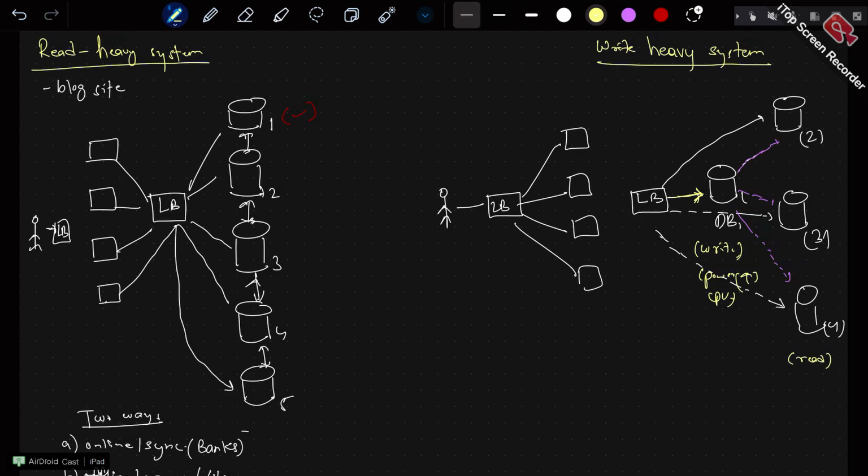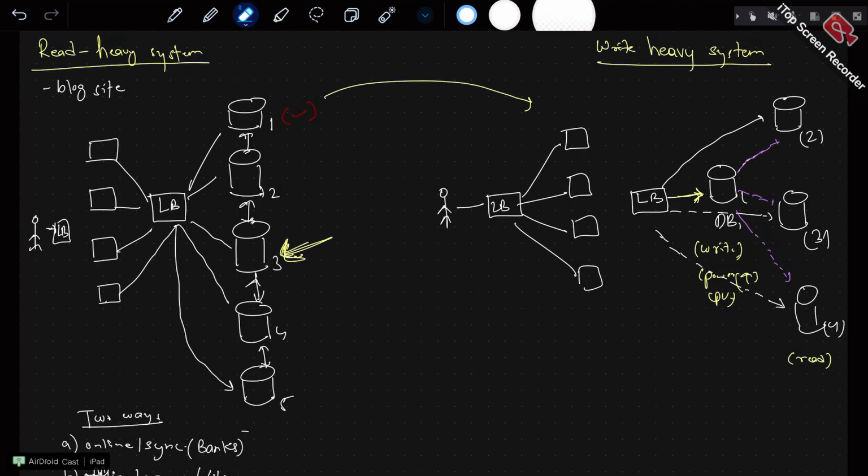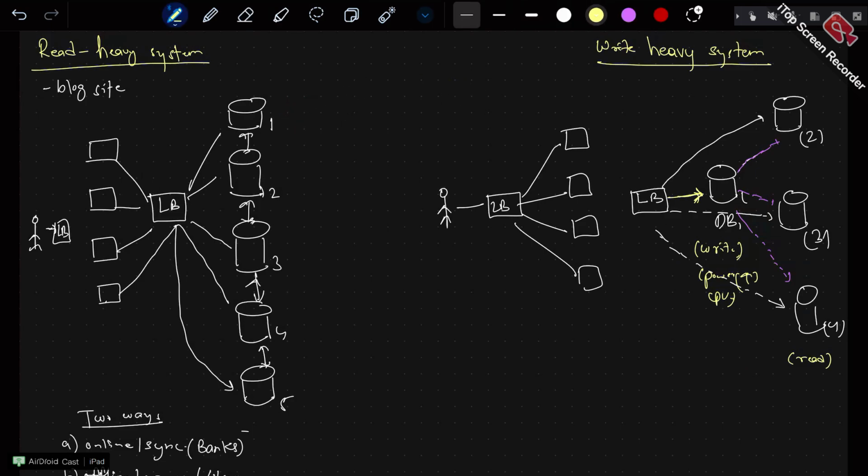See, read heavy, write heavy, it's just terminology. Whatever you are saying, we have done the exact same thing over here, right? Out of these 5, I have just picked up this database and made it read, and brought it in front. That's the only thing I've done. I have just picked up database 3, cleared it, formatted it, replicated it, and made it only for write systems. You take the request, that's it. Nothing extra fancy. This was just the naming convention: read heavy, write heavy.